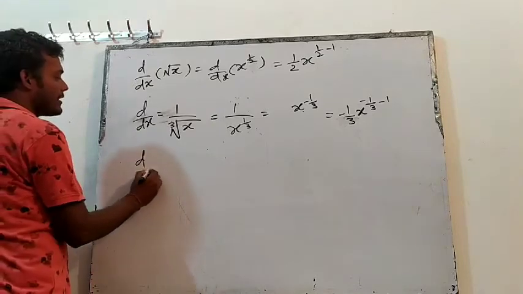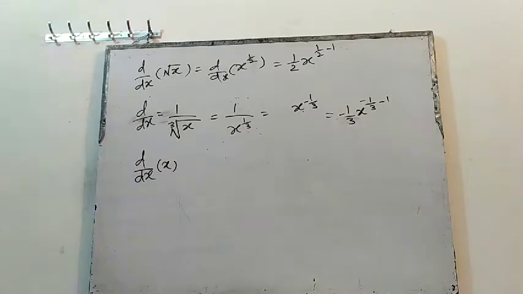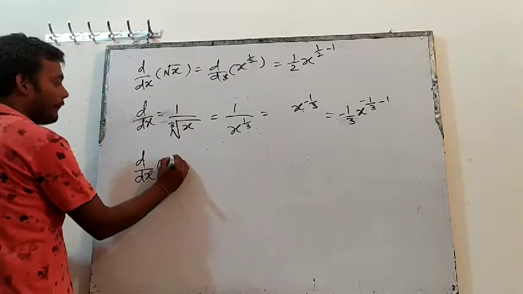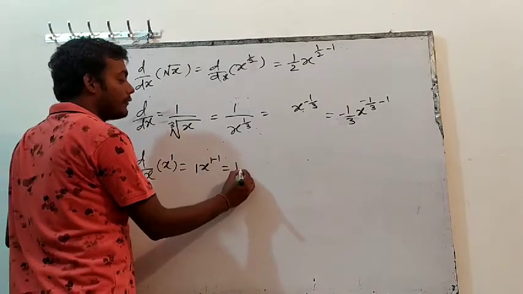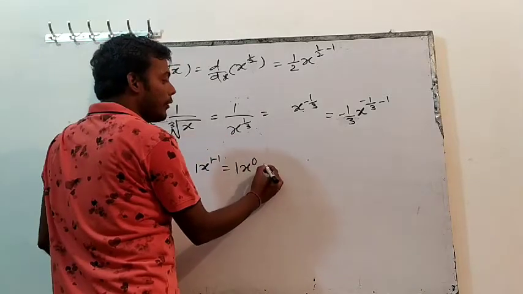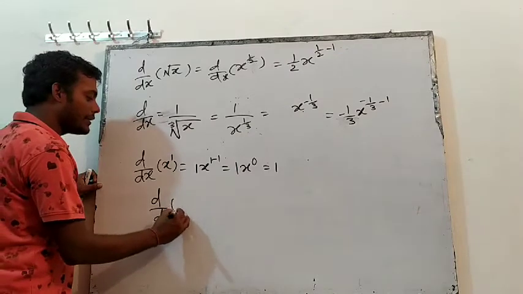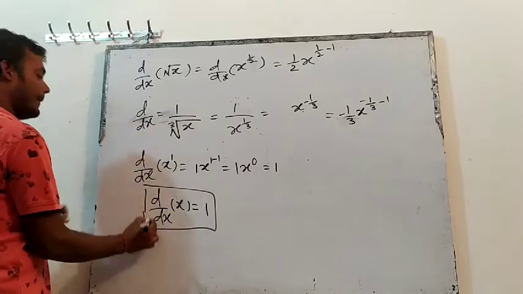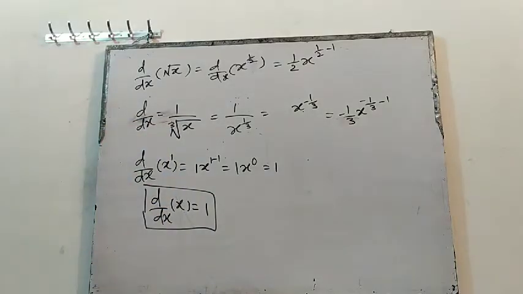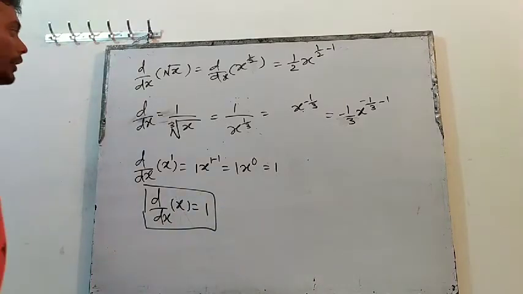So what will be the differentiation of x? If I write differentiation of x, what is the power of x? 1. So what will this be? Power, x to the power minus 1. So this is 1 times x to the power 0. x to the power 0 means 1. So differentiation of x is how much? 1. Differentiation of x is 1. Differentiation of y with respect to y will be 1.